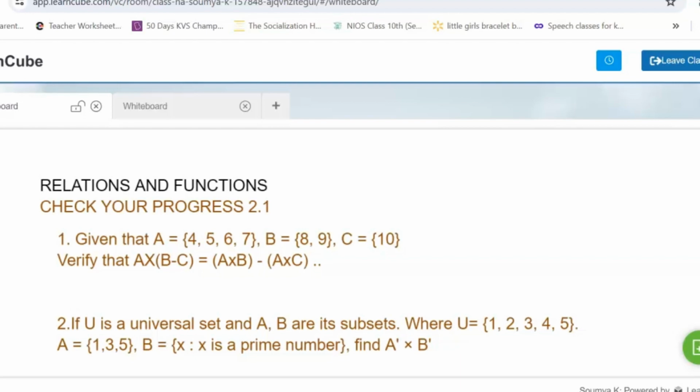Okay, let's begin. The first question is, given that A is equal to {4, 5, 6, 7}, B is a set with the elements 8 and 9, and C is only 10, you have to verify that A cross (B minus C) will give you (A cross B) minus (A cross C). So this we have to verify in our question.